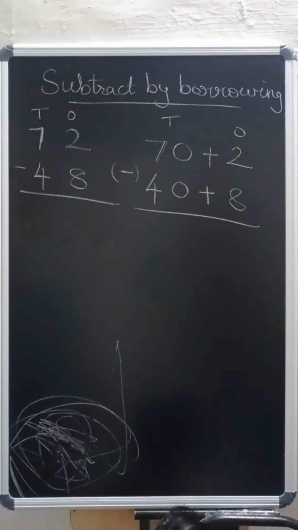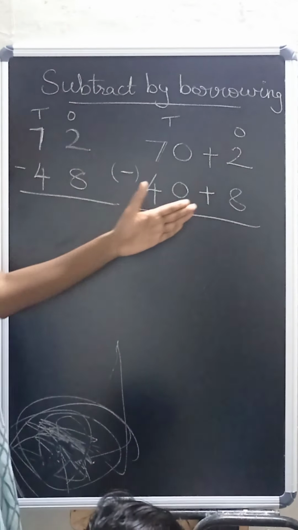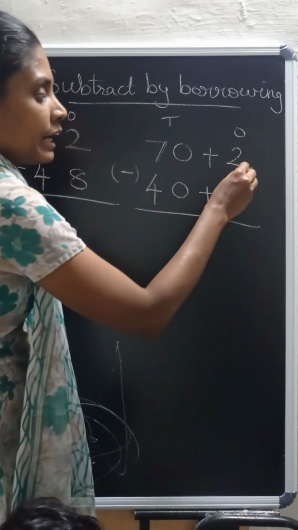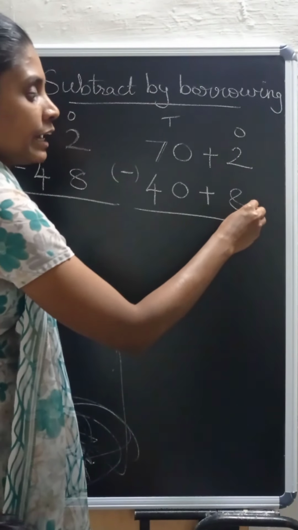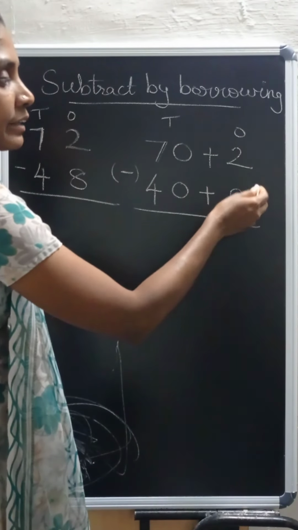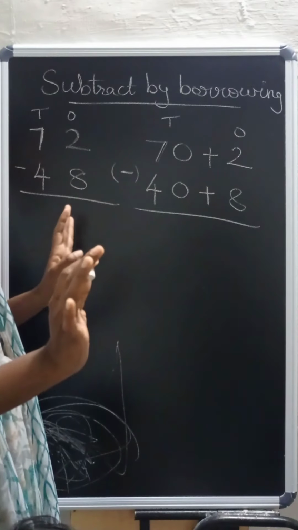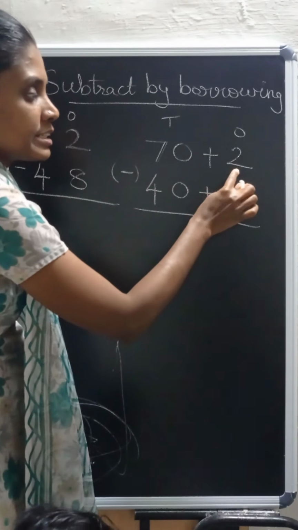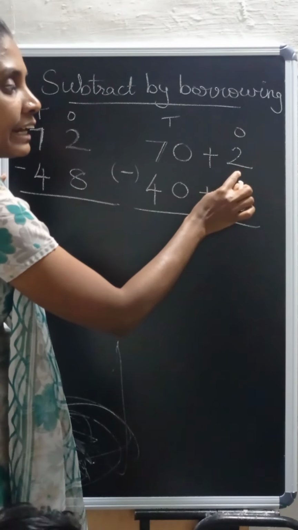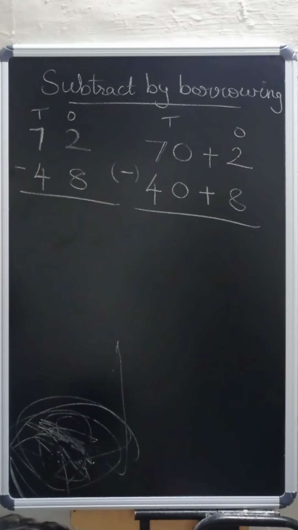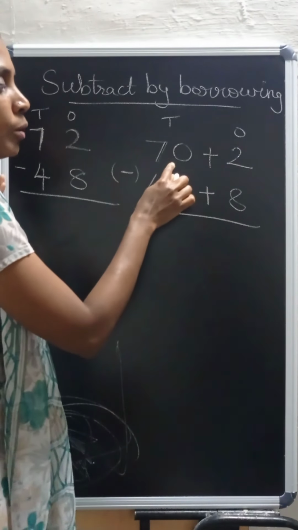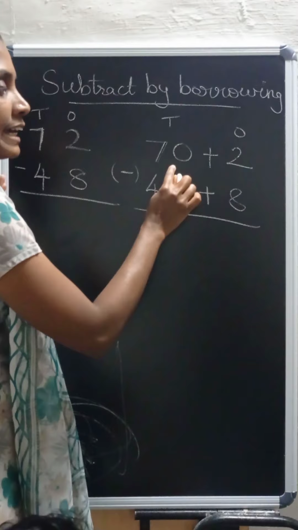First, we should subtract from the ones place and then move on to the tens place. So, I need to subtract 8 from 2. Is it possible? Can we subtract 8 from 2? No, this is not possible because 2 is lesser number than 8. 8 is greater number than 2. So what I am going to do is, I am going to borrow from the tens place.